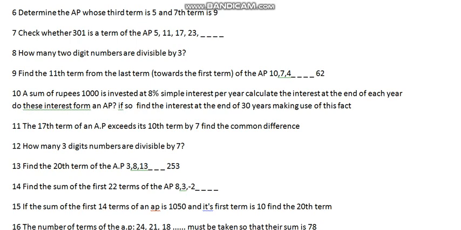In the seventh question, you are asked to check whether 301 is a term of this AP. You are given an AP, so surely you are not going to check whether the difference is the same or not. The first term is given, and the difference you can find since it is a given AP, and you are given 301 as a term. You have to check whether it is present in that AP or not, whether you will get 301 or not.